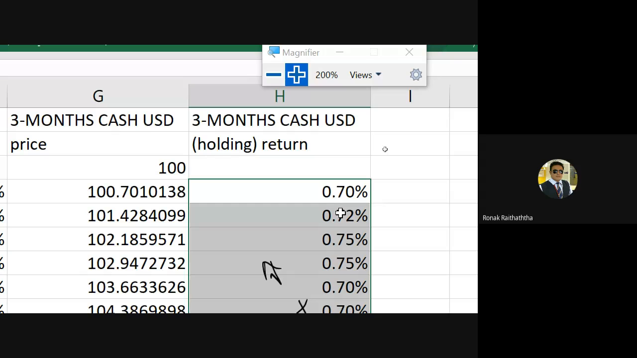Some people were like, sir, we already had it. Why did you calculate? We already had it. Yes, absolutely correct. But we calculated it because I wanted you to do that, right?